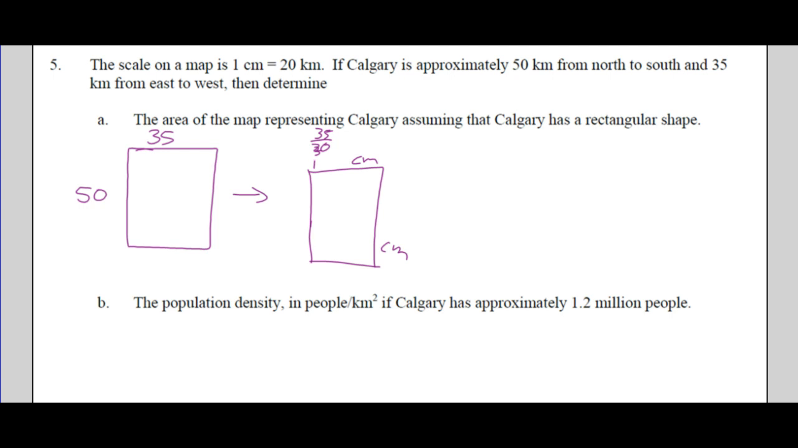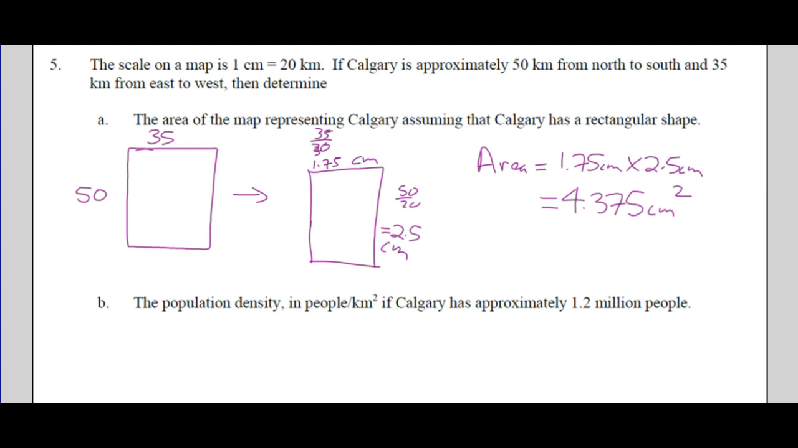1.75 centimeters. And this one will be 50 divided by 20, which is 2.5 centimeters. Okay. So on the map, Calgary will be 1.75 by 2.5. So the area, which is how much? 4.375 square centimeters. Okay, I didn't say any rounding, so we'll just leave it. It's exact and it's not a horrendous decimal, right? It doesn't go on forever.